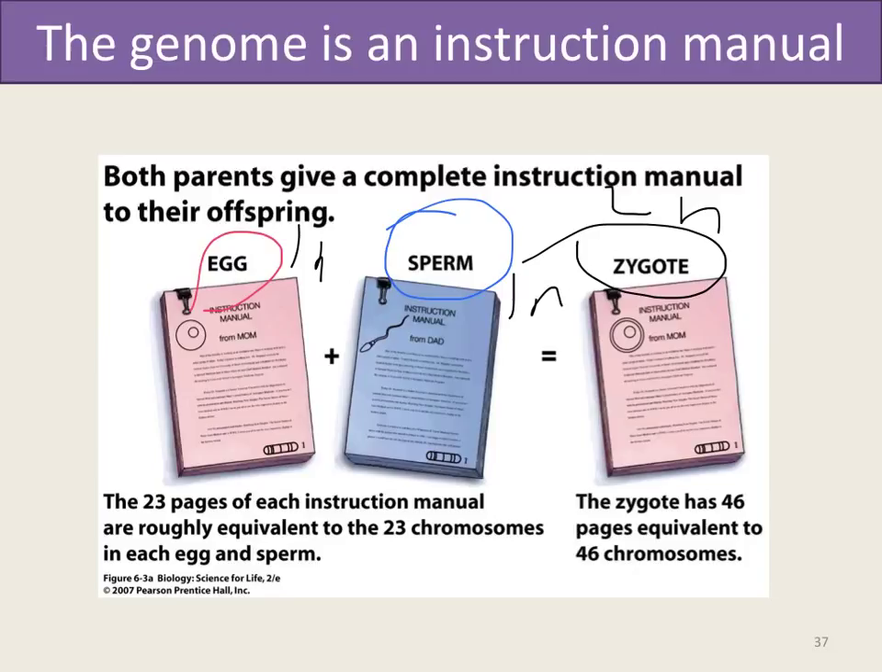Okay, so the egg has 23 chromosomes, and the sperm has 23 chromosomes. And when they fertilize, each of those 23 pairs up with its like-minded brother or sister, and that produces a fertilized egg and a 2N individual who has 46 chromosomes, 2 pairs of 23 each.